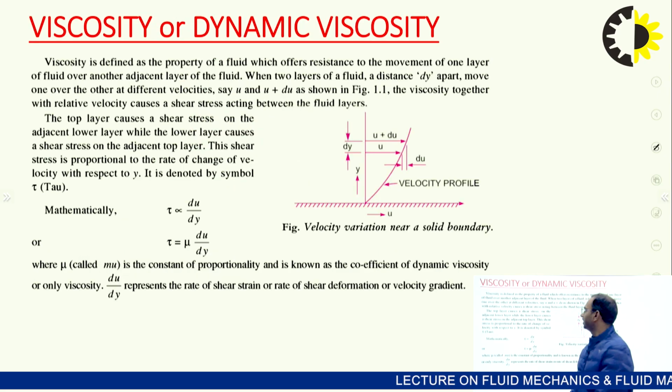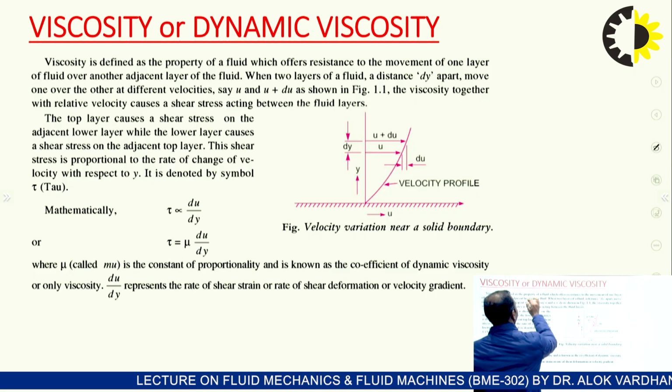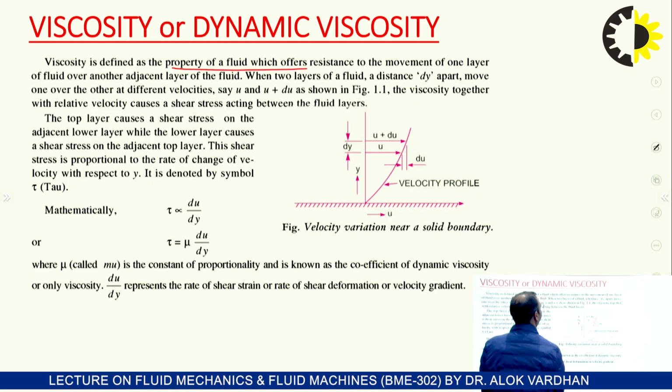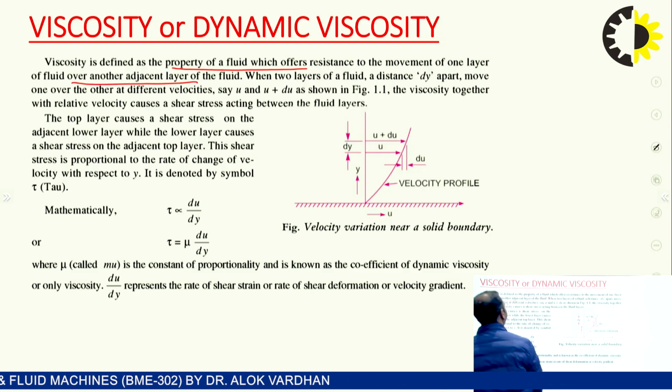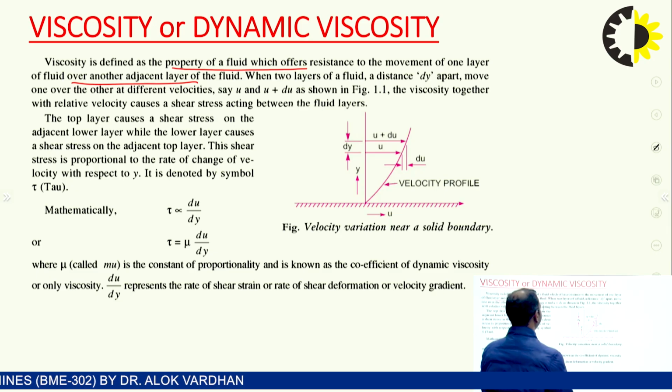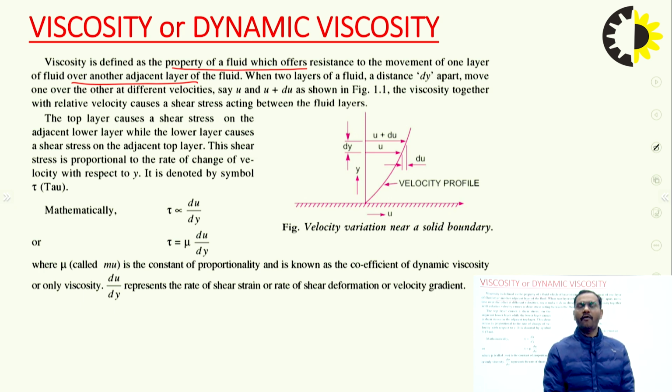Now I will discuss what is viscosity or dynamic viscosity. Basically, viscosity is defined as the property of a fluid which offers resistance to the movement of one layer of fluid over another adjacent layer of the fluid. So basically, viscosity is the internal resistance offered by one layer of fluid to the other.